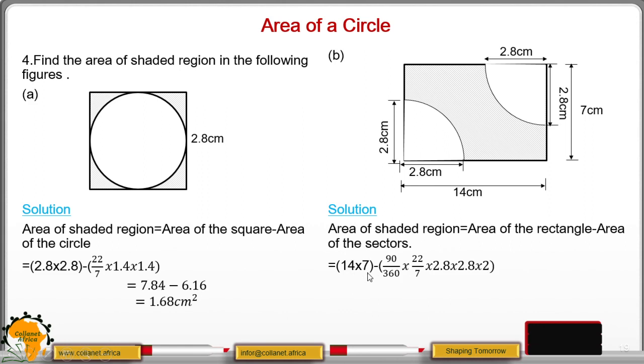Now, the area of the rectangle will be 14 by 7, and the area of the sectors will be 90 over 360, because this angle is 90, times pi r squared. So our pi is 22/7, our r is 2.8, so it is pi r squared. Then we multiply by 2 because we have two such sectors. And by so doing, you get that this will be 98 minus 12.32. You get that the area of shaded region will be 85.68 centimeters squared.